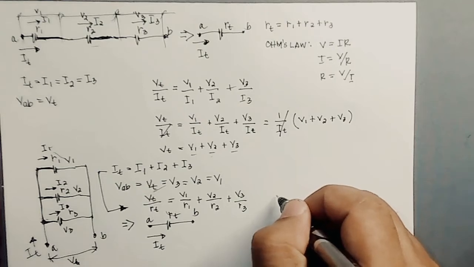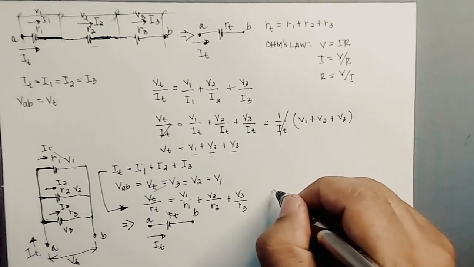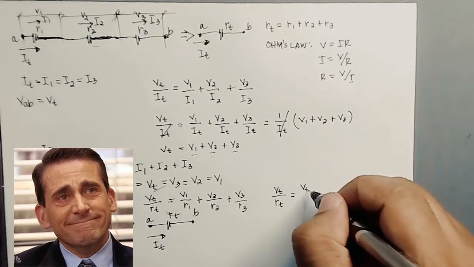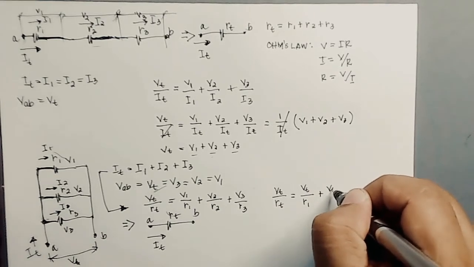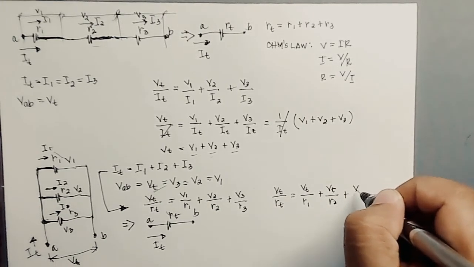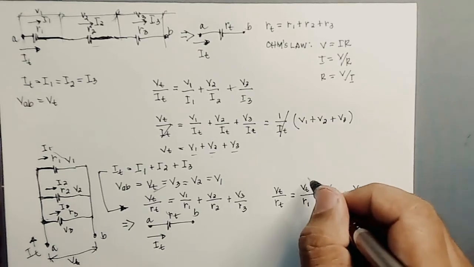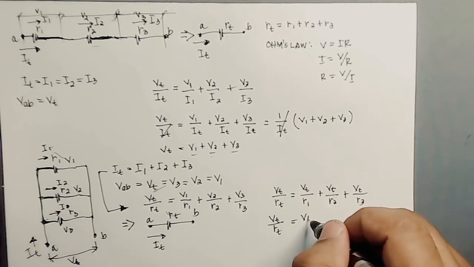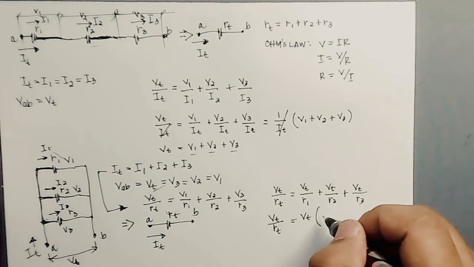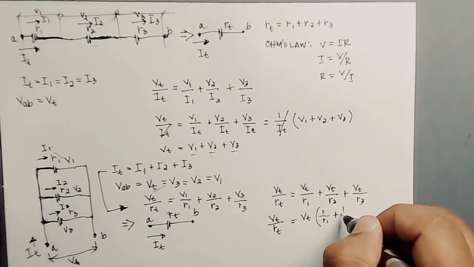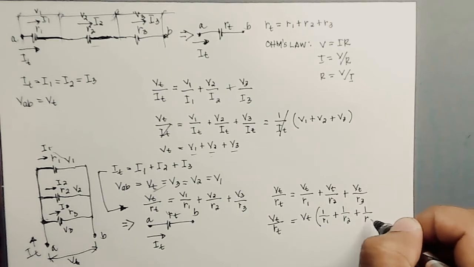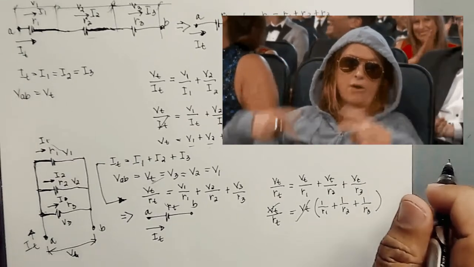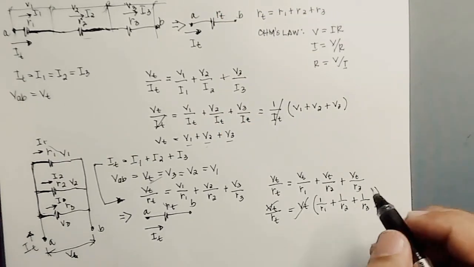So, therefore, rewriting this equation, we have V sub T over R T. Okay, I am rewriting it now. This is V sub T over R1 plus V sub T over R2 plus V sub T over R3. So we can factor out V sub T on the right side. So this is V sub T, and what remains inside the parentheses is 1 over R1 plus 1 over R2 plus 1 over R3. So V sub T will be cancelled out. Okay? So therefore, we can now get R sub T.